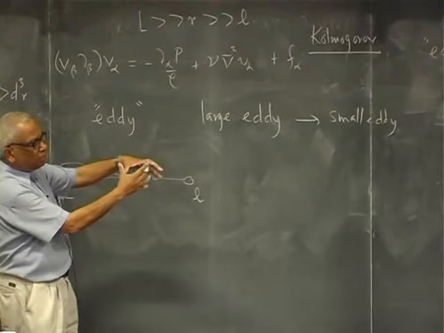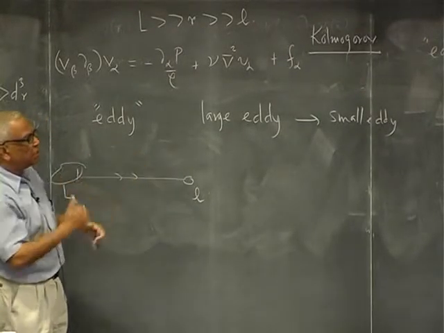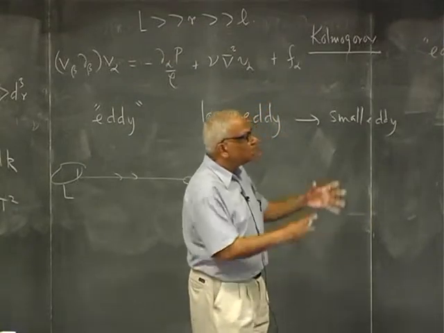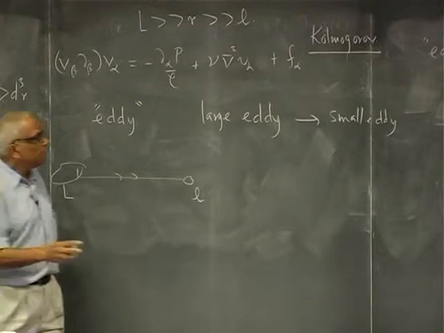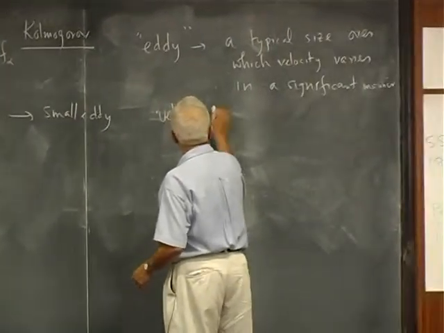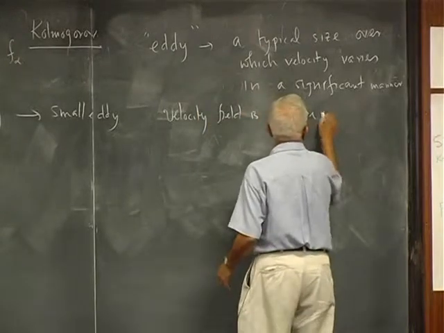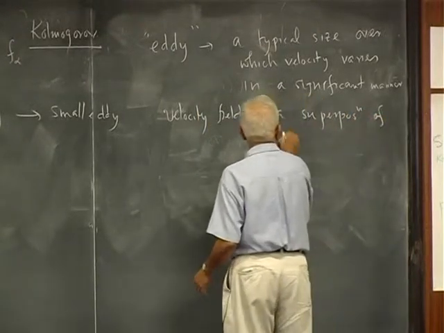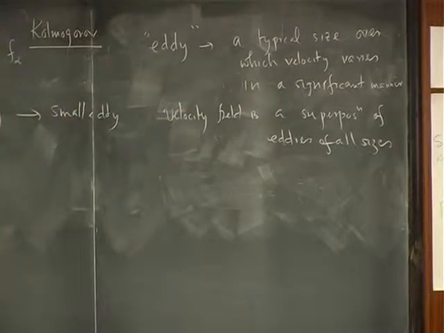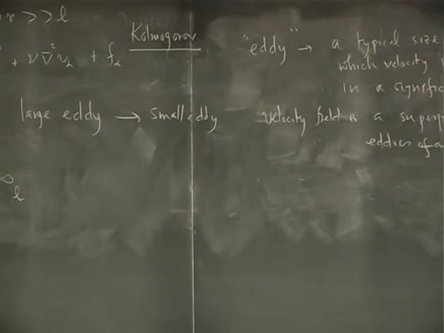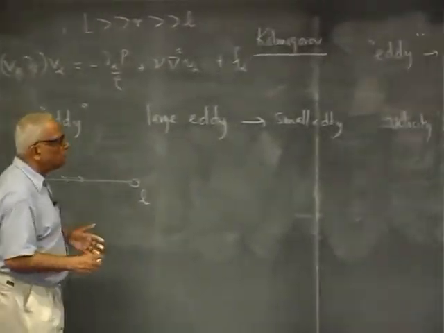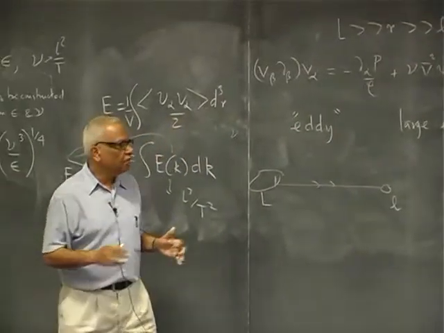Let's say you imagine a blob in physical space, and if the velocity across it changes significantly, let's say by a factor of half, then that's the size which you characterize as an eddy. The next statement would be that the velocity field is a superposition of eddies of all sizes. Now you want to have some maths going into this. The vagueness of these things is sometimes a little difficult to handle.